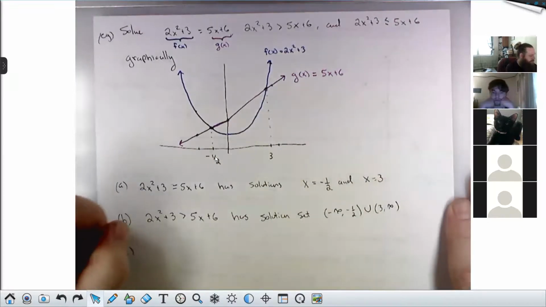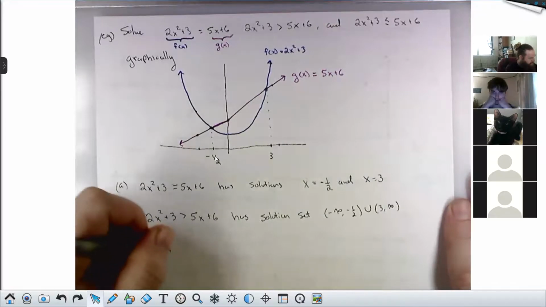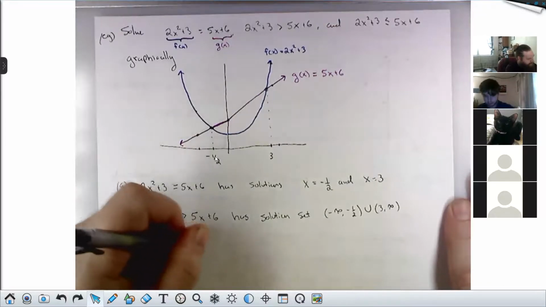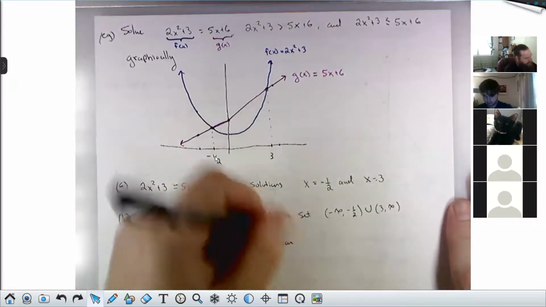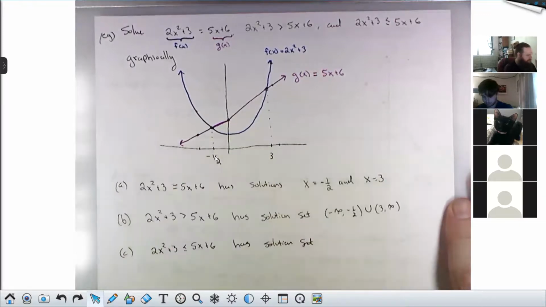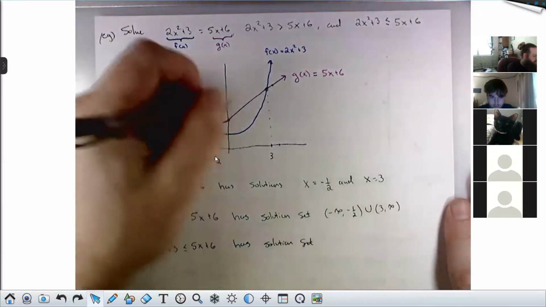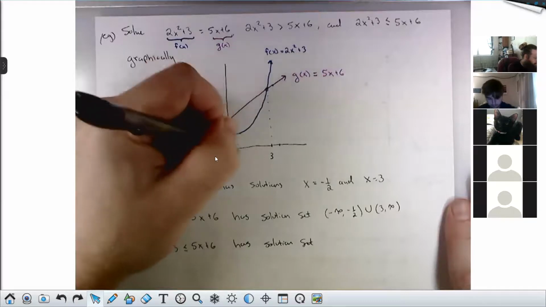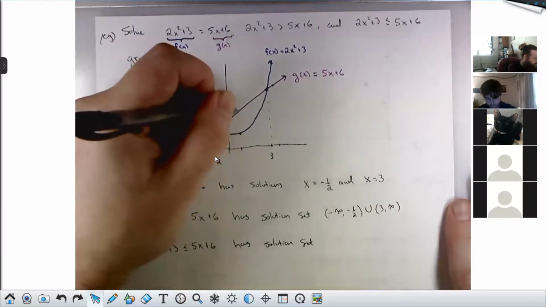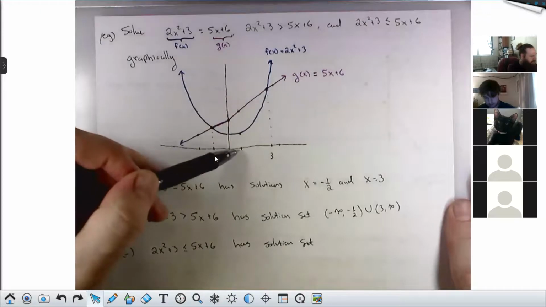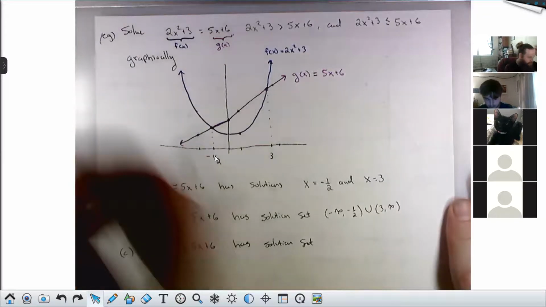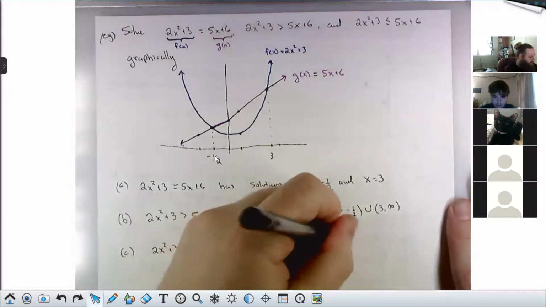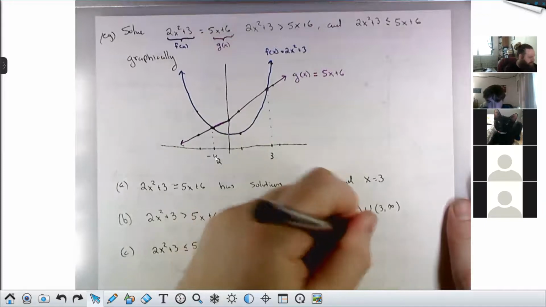And then the last guy, the solution set to the last inequality, 2x squared plus 3 is less than or equal to 5x plus 6. That's anywhere that the blue graph is beneath the purple graph. So if you look at this guy, for example, right here at this x value, the blue is beneath the purple. And that's true for any x value between -1/2 and 3. So the interval here has endpoints -1/2 and 3.